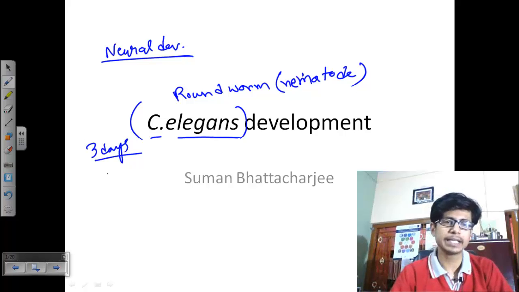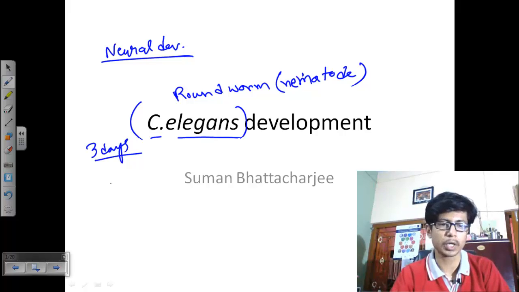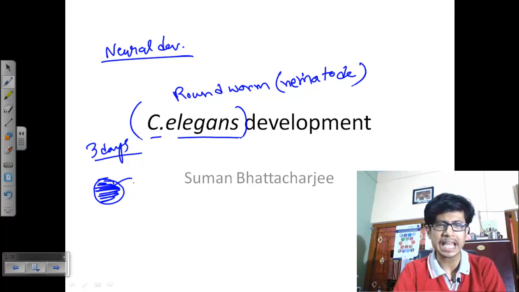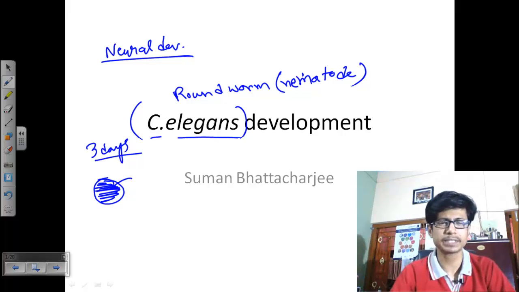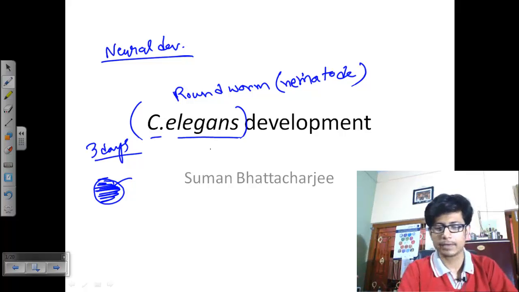C. elegans are also easy to grow because they feed on bacteria. We have bacterial cultures in petri dishes, with a bacterial lawn, and we place these worms there and they can feed easily and be grown. Biohazard is very low because we're dealing with these organisms, and they are large enough to visualize in a simple microscope view. So this is a very easy organism to understand, and a lot of research is going on using C. elegans nowadays in developmental biology as well as molecular biology.